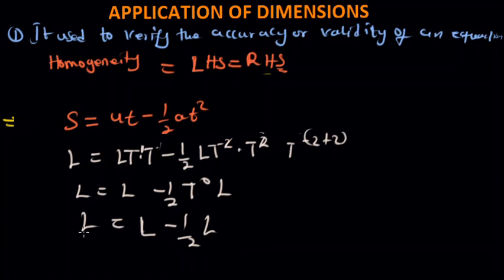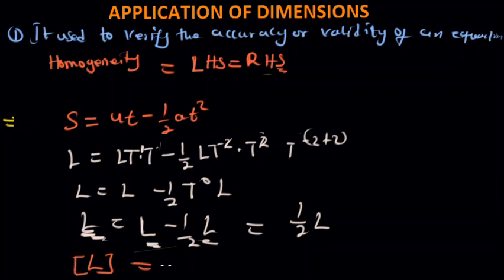If we look at this, the dimension here is the same as this, and the dimension here is the same as this. If you want to go further, this is half of it subtracted from 1, which will give 1 on 2 L. So our final answer is L, in a square bracket, equal to L in the square bracket. So this is our final answer. We can conclude that this equation is valid. So this is how we can use dimensions to check the accuracy of an equation.